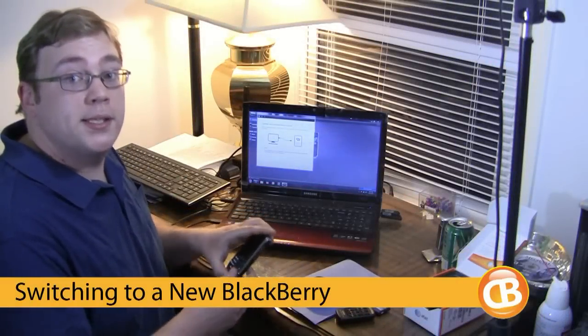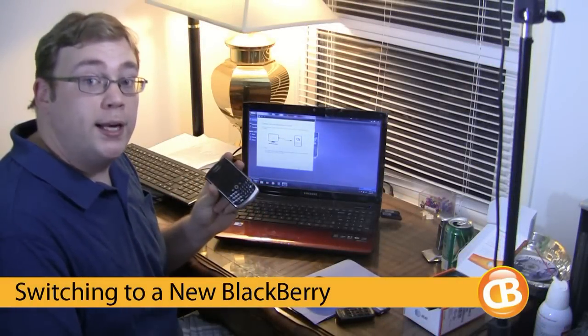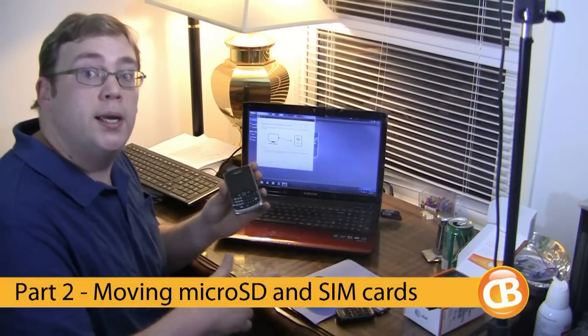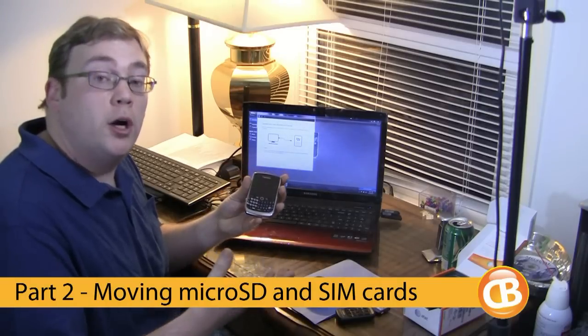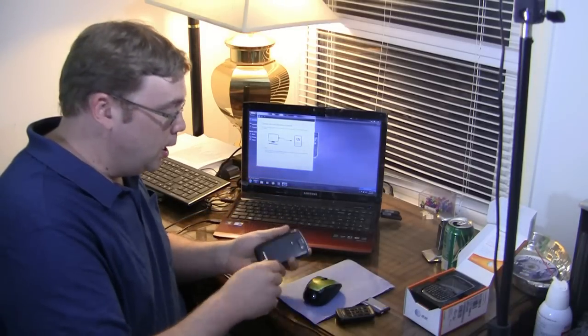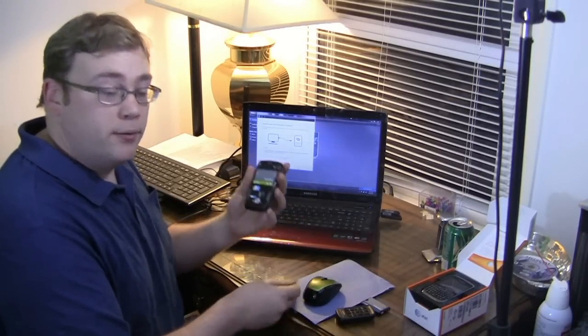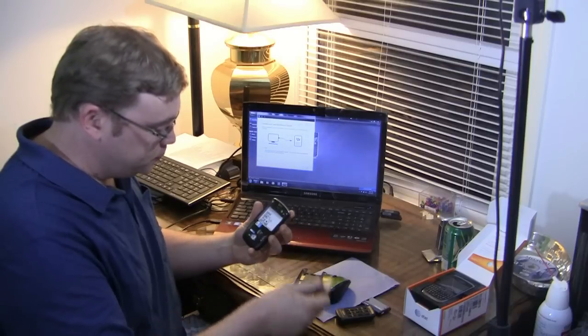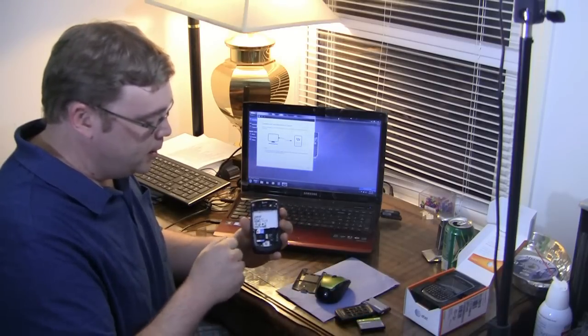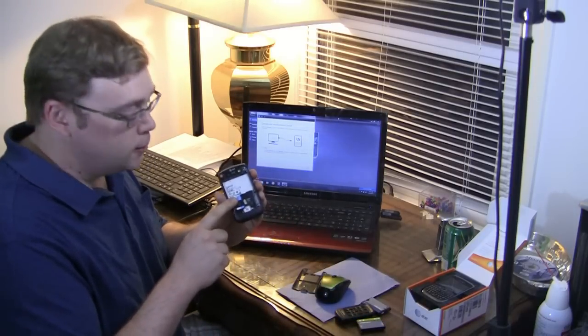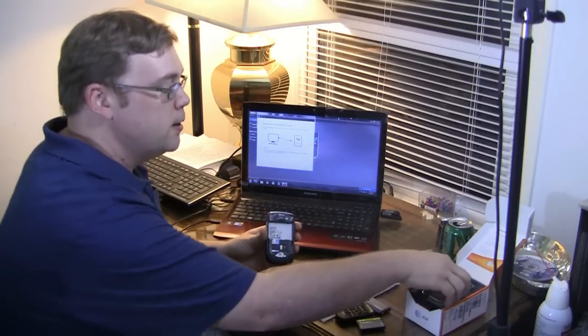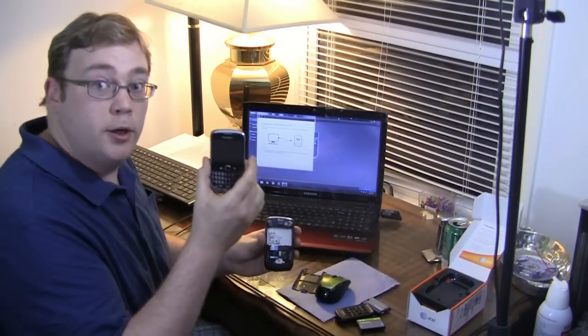Now we need to take some things out of this BlackBerry Curve 8900 and put it in the Curve 3G. Namely, I'm talking about the memory card and the SIM card. So of course, we'll need to take out the battery from the Curve 8900 to get at the SIM card here and the memory card here. And we'll be putting them in the Curve 3G.